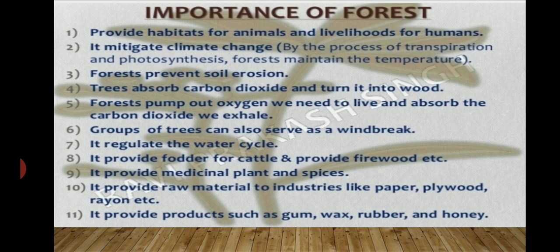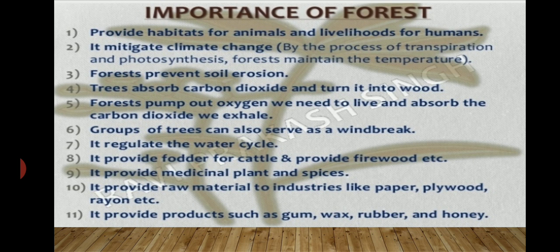They prevent soil erosion. The removal of the top fertile soil from a region by wind, rain, or running water is called soil erosion. Forests prevent soil erosion. The roots of trees bind the soil and save it from being washed away by water or rain or blown away by the wind. And thus, forests prevent soil erosion and help in the conservation of the soil, which is our natural wealth. Trees absorb carbon dioxide and turn it into wood. Forests pump out oxygen we need to live and absorb the carbon dioxide we exhale. A group of trees can also serve as a windbreak, means they act as a windbreaker.